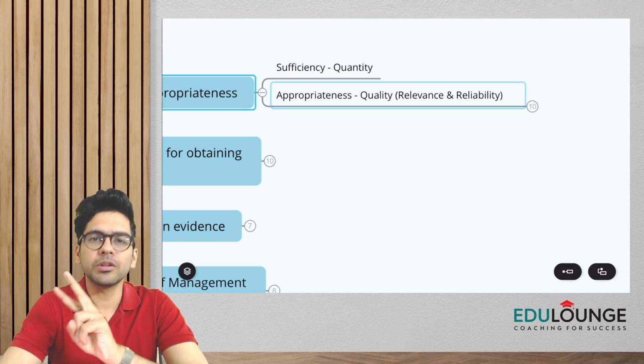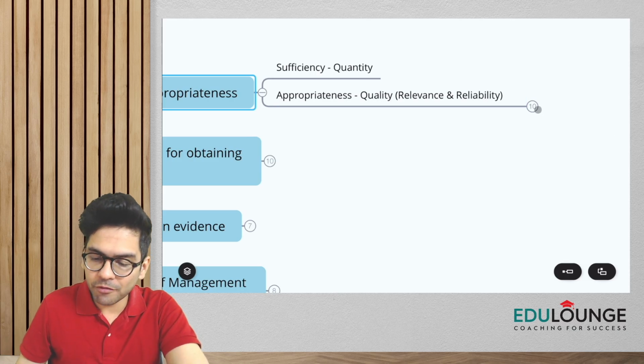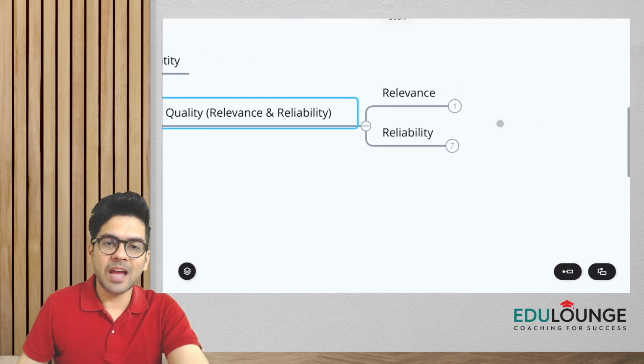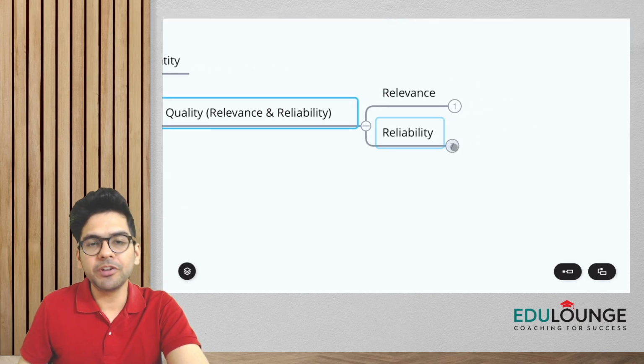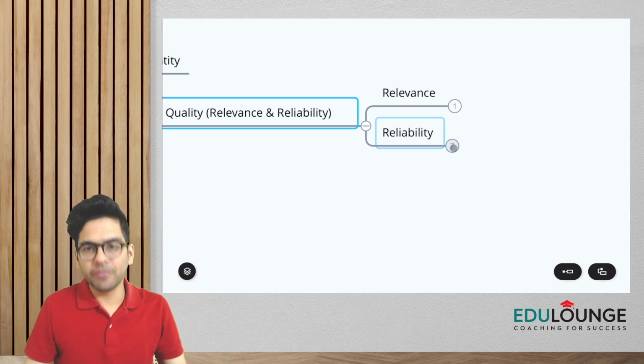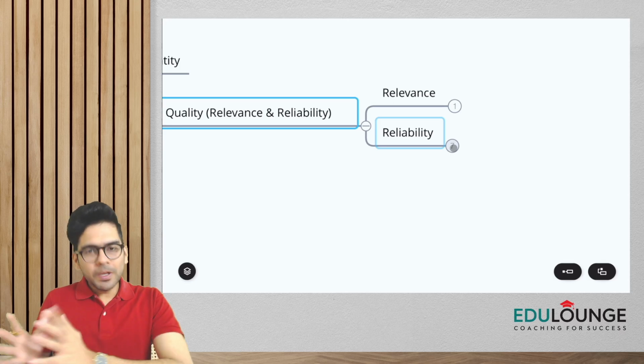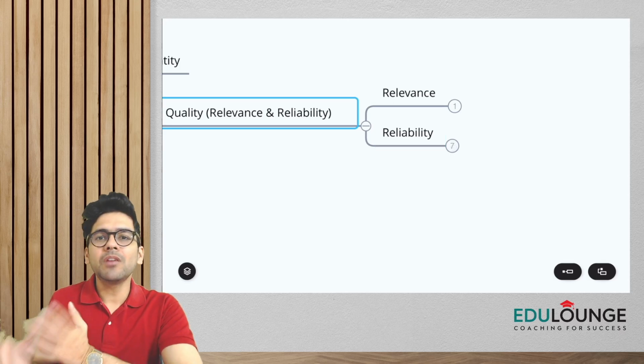So we have two concepts here with respect to appropriateness that you have to keep in mind. What are the two concepts? Two concepts are relevance and reliability. I'm going to take up reliability first, and then we shall discuss the concept of relevance. Now, guys, we obtain audit evidence, right? So we have to obtain reliable audit evidence.